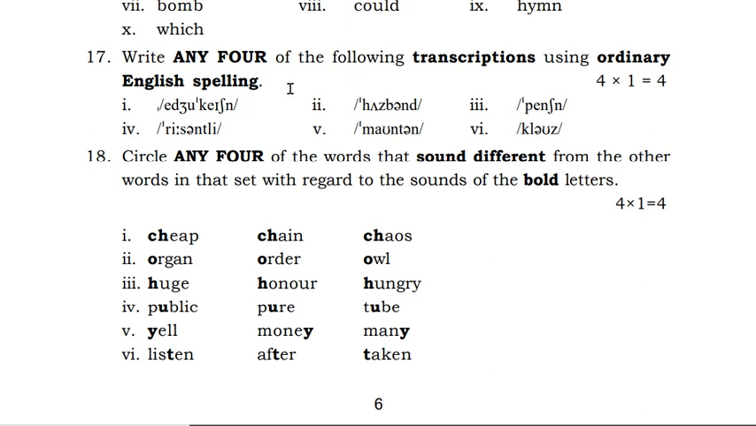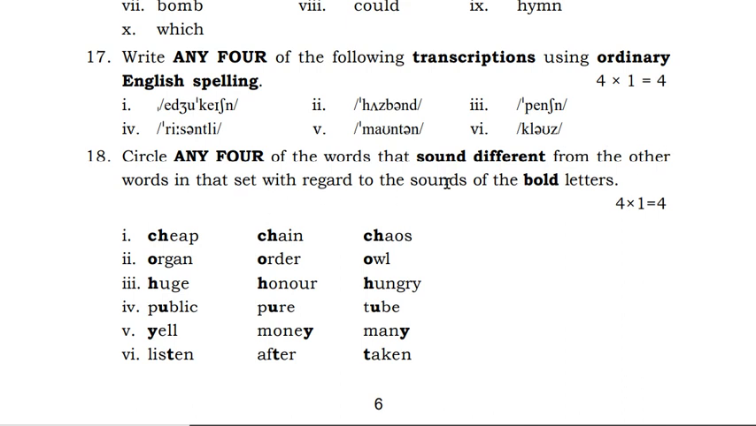And if you write any 4, that's enough. And for each correct answer, you get 1. And 4, if you write correctly, you get 4 marks. Then question number 18: circle any 4 of the words that sound different from the other words. Okay, odd man out, like this.